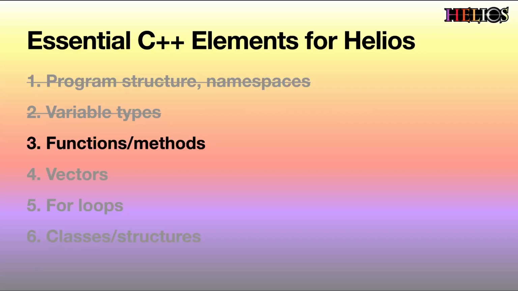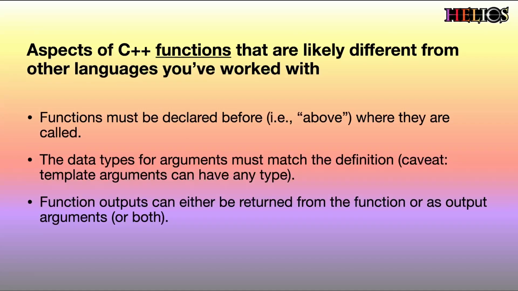Okay, next on to functions, or methods if they operate on a class. So there are some aspects of functions that may be different from other languages that you've worked with. One I already mentioned, which is that functions must be declared before, or in other words, above where they are called. So there needs to be some declaration of that function. The compiler needs to know about it beforehand before you're actually using it. And then it just needs to be defined somewhere in code that's linked at compile time.